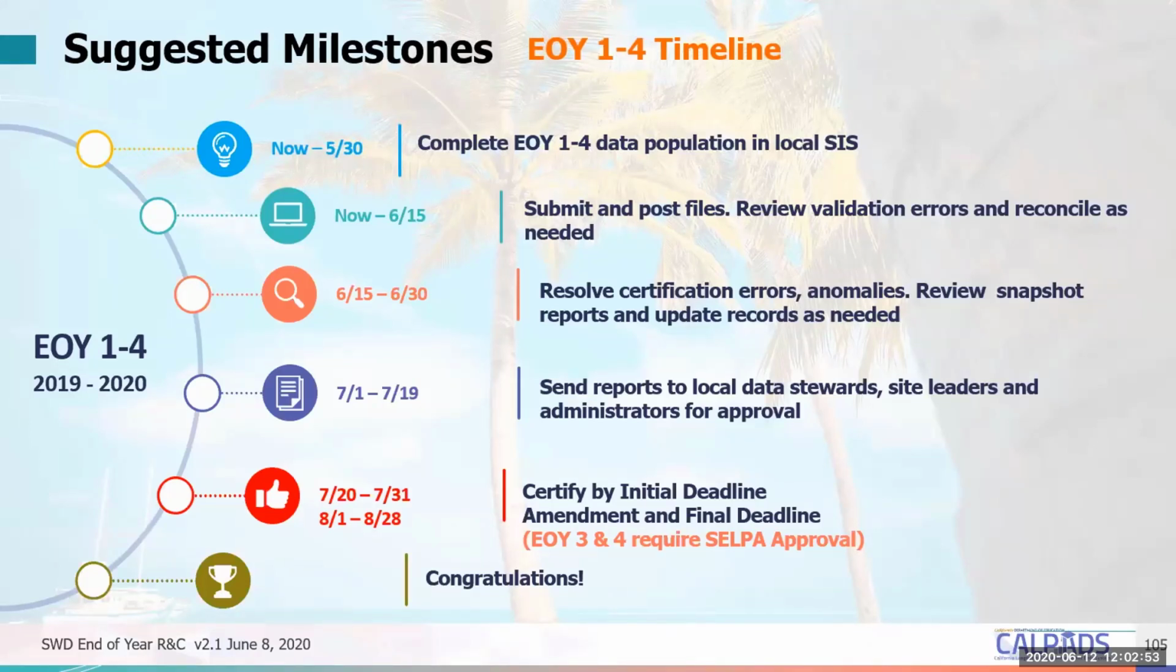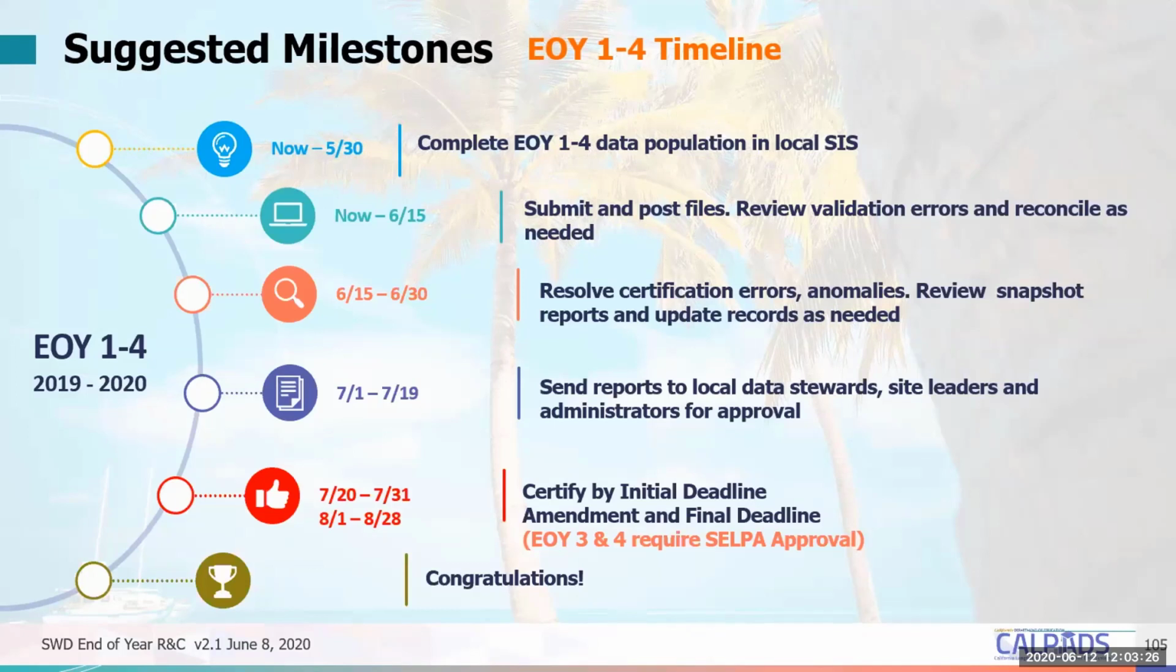And once you've given them time to look at the report, you can go ahead and approve those snapshot revisions, and that gives your SELPA time to review the reports and suggest any amendments if there are discrepancies, and then you can certify by July 31st. Certainly, we do give you the month of August, or up until the 28th, to make minor adjustments and amendments, but the final deadline is 8/28.